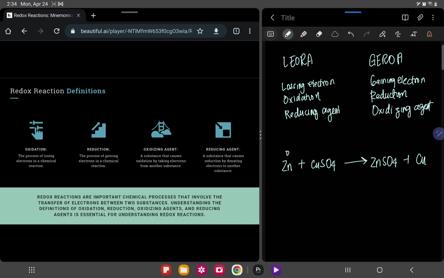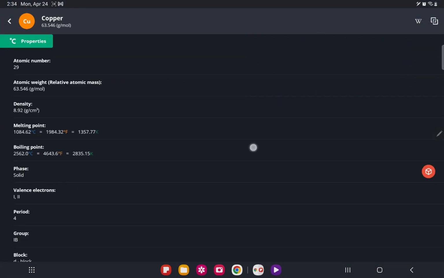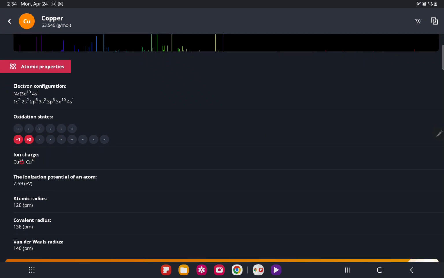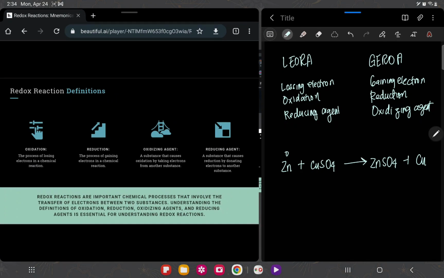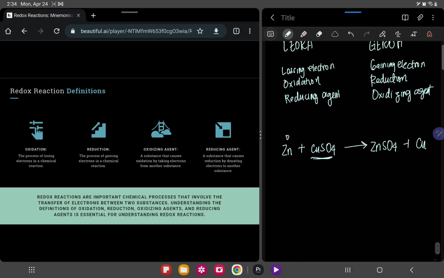Okay, and for copper sulfate, since copper has a lot of oxidation states, let us check copper. Again, copper has +1 and +2. +1 is the cuprous and +2 is the cupric. So it can also be seen as Cu+2 and Cu+1. For that, we have to know if the copper here is +1 or +2. That's when our discussion of oxidation state will be involved.